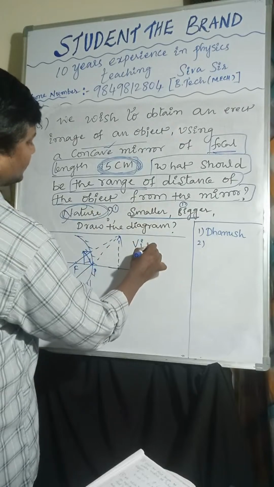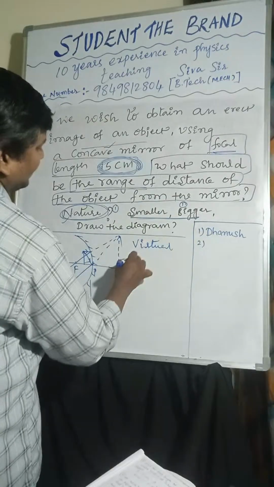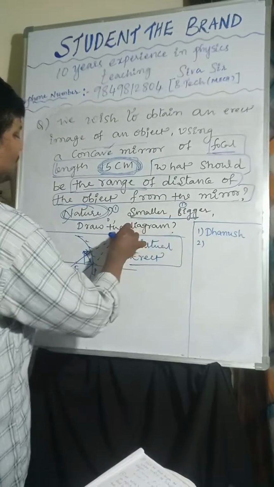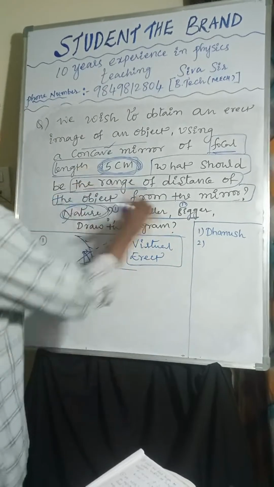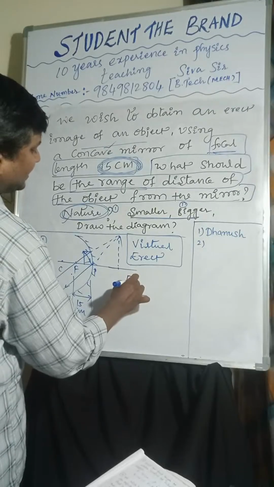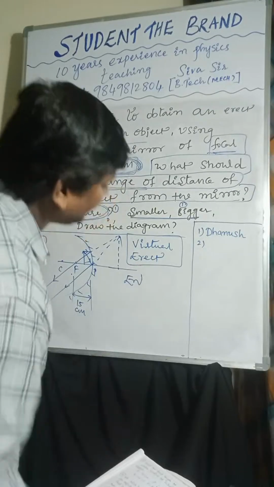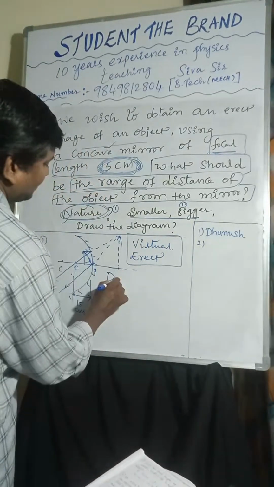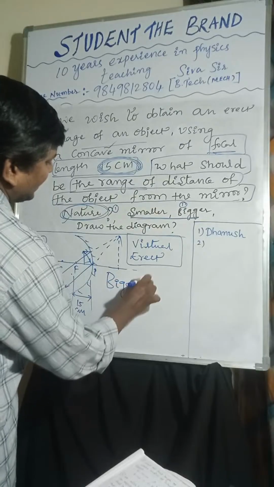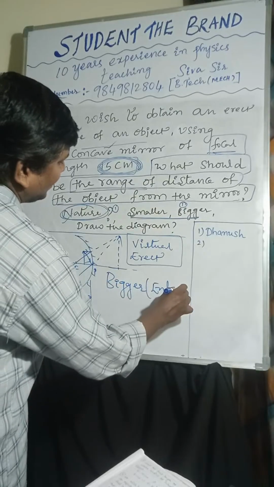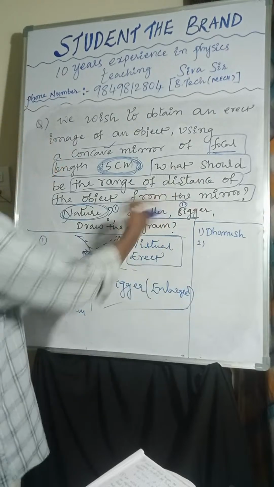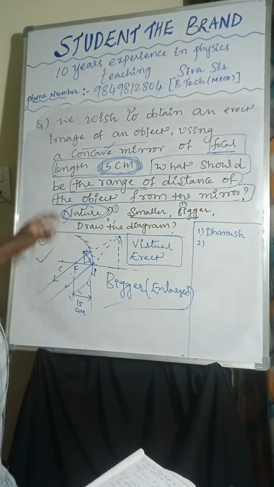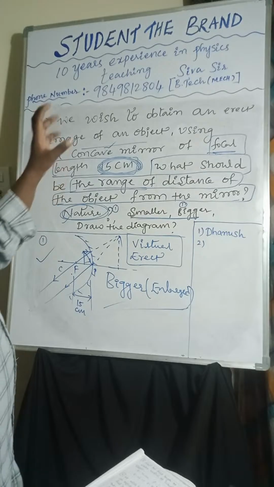Especially if they mention nature, it means virtual erect. Only nature is nothing but virtual erect; keep that in mind. Then bigger or smaller: enlarged image. According to the question, it is a bigger image. You can mention bigger image, or in brackets, enlarged. According to the question you have to mention it. And draw the diagram. So this is the diagram. In this way you have to answer the question.